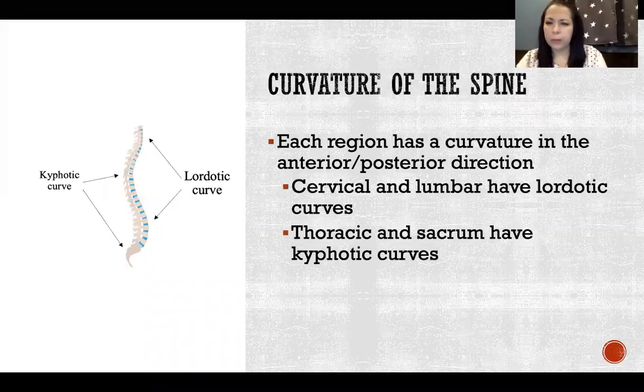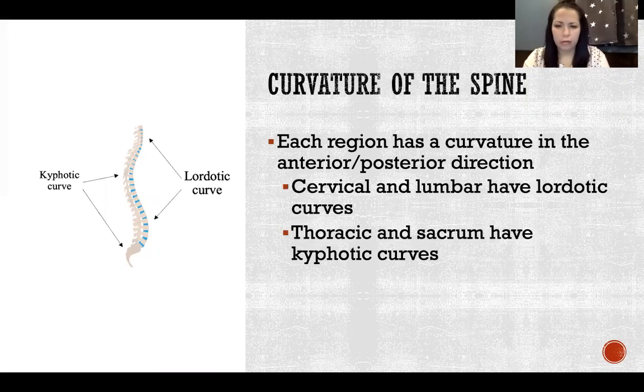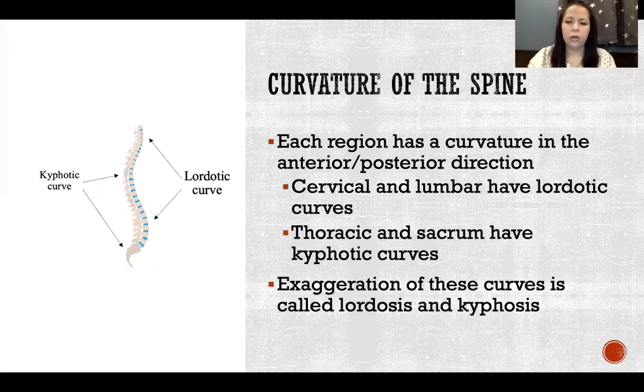Okay, so the curvatures of the spine: every region of the spine has a curvature in the anterior-posterior direction, or in the sagittal plane. So the cervical and lumbar regions have lordotic curves, meaning a curvature in the front to back direction. And then the thoracic and sacrum have kyphotic curves, which go in the opposite direction. And then exaggeration of these curves would be lordosis and kyphosis, or hyperlordosis and hyperkyphosis, meaning the same thing. Okay, so there should be a normal healthy kyphotic curve and lordotic curve, and when it's an unhealthy amount, then it's lordosis or kyphosis.